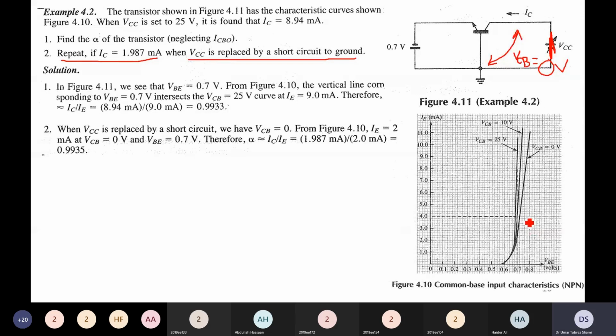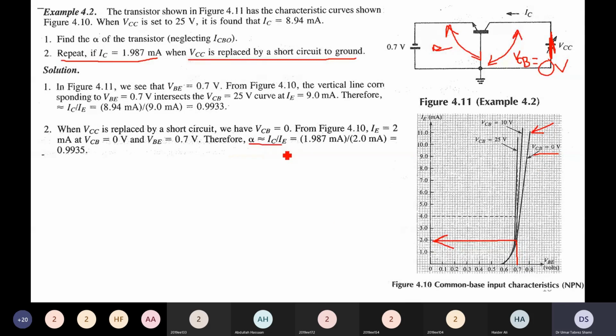To solve part number 2, we look at the common base input characteristic and at the graph which corresponds to collector-base voltage equal to 0 volts. It is over here. This is the graph which corresponds to VCB equal to 0 volts, and the voltage between emitter and base is still 0.7 volts. We see that the vertical line corresponding to VBE equal to 0.7 volts intersects this VCB equal to 0 curve at an emitter current of 2 milliamperes.